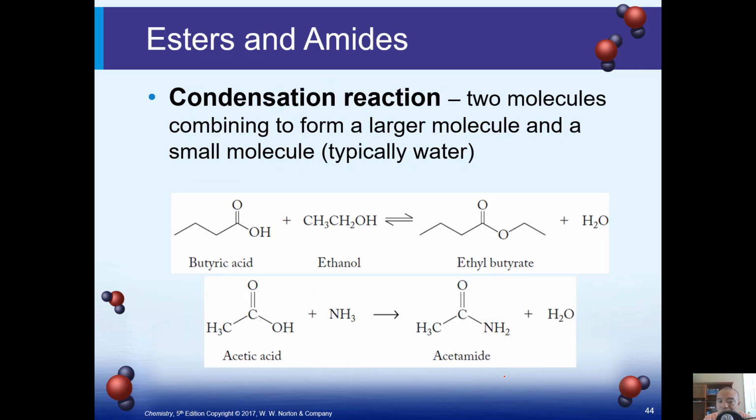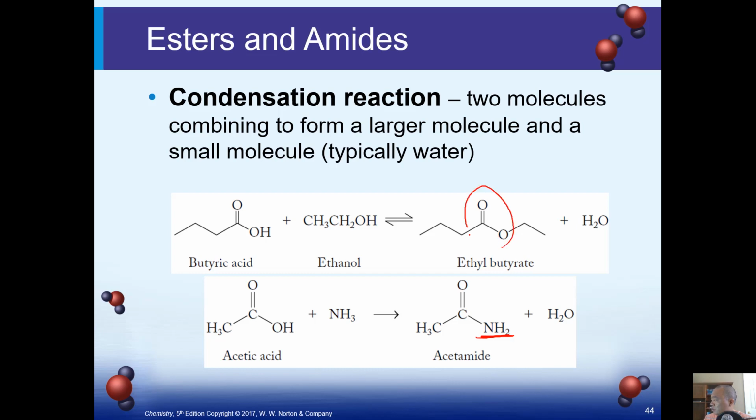Esters and amides are related to carboxylic acids. The presence of a carbonyl group makes the ester polar. You see the carbonyl groups here. So amide is also polar. Because of this, their boiling points are comparable to those of aldehydes and ketones of similar size. The formation of esters and amides from carboxylic acids is the result of a so-called condensation reaction.